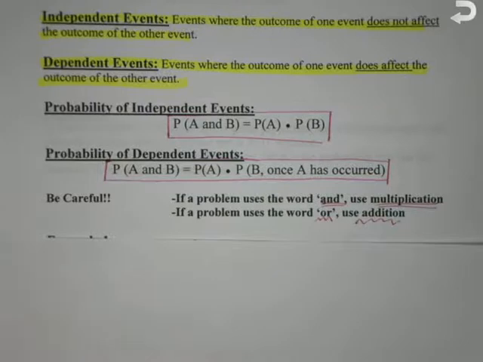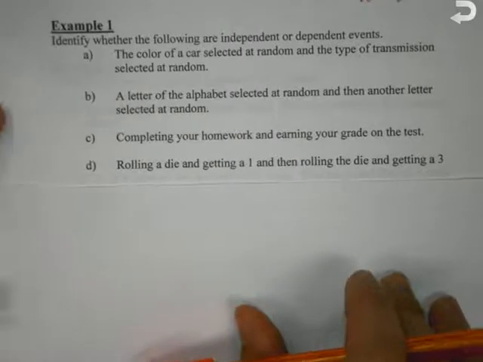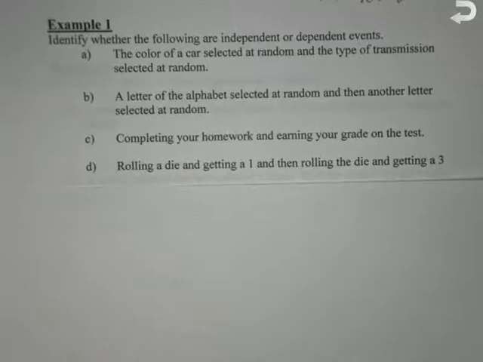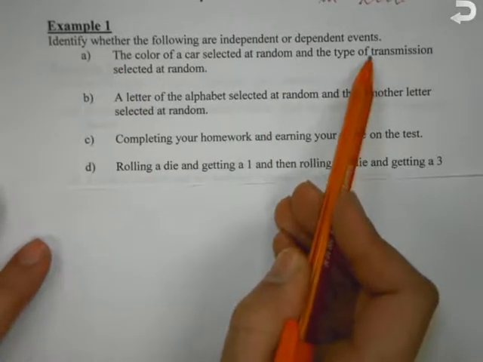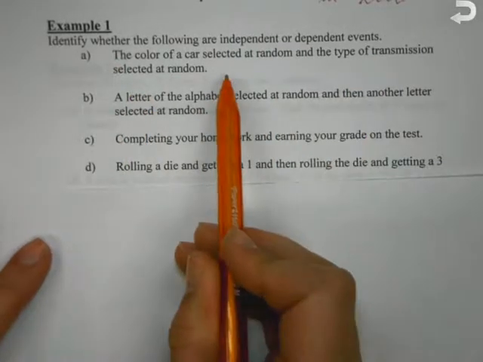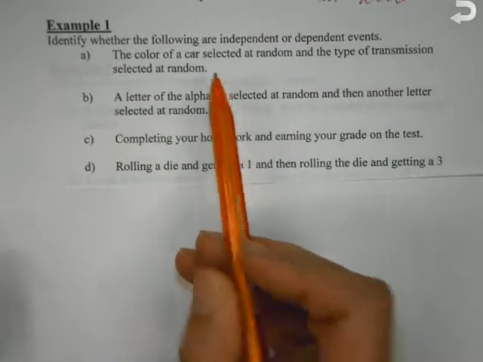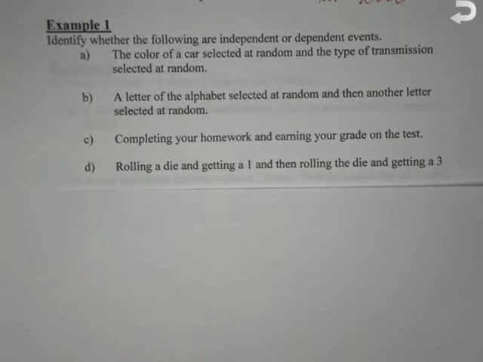Okay, so for example 1, all we're going to do here is define if they are independent or dependent events. That's all we're doing. So the color of a car selected at random and the type of transmission selected at random. Are those independent or dependent of each other? Independent. The color of the car has nothing to do with the brand of transmission that you're using. So they are independent of each other.